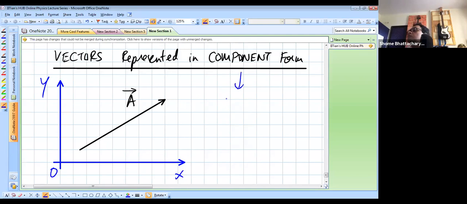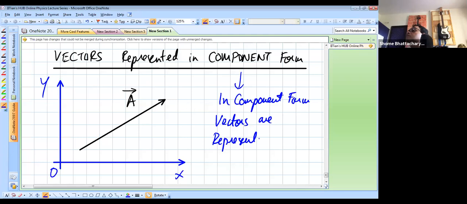Okay, so in component form, vectors are represented with respect to a coordinate system.